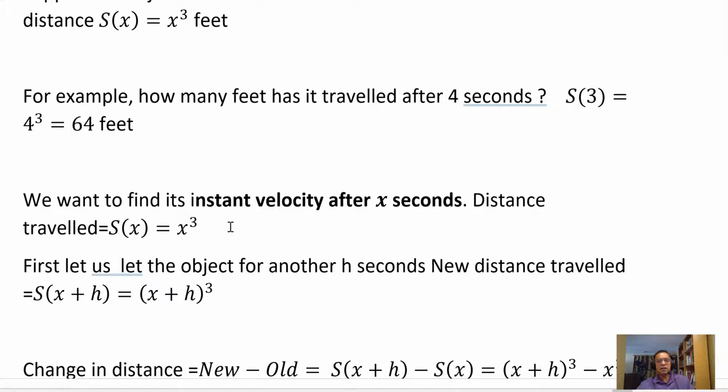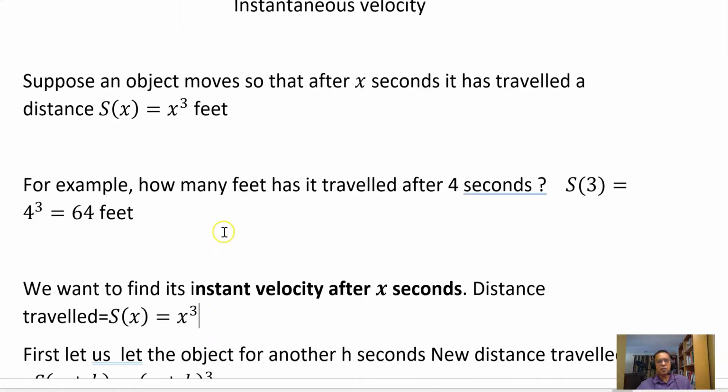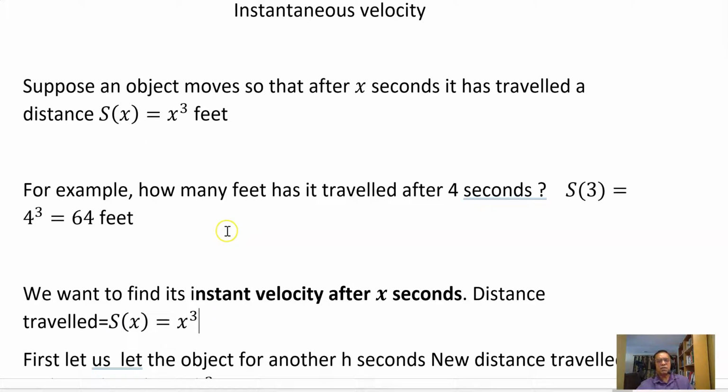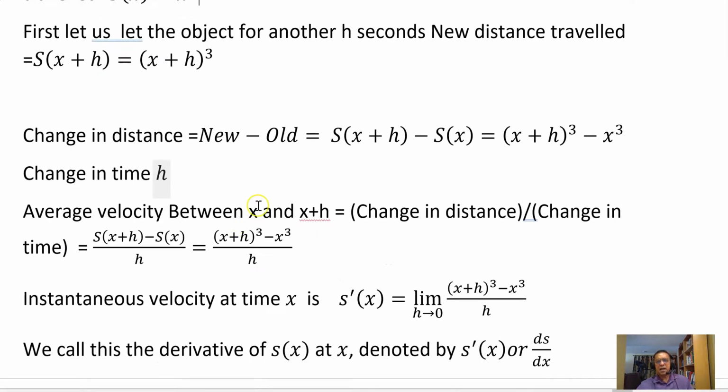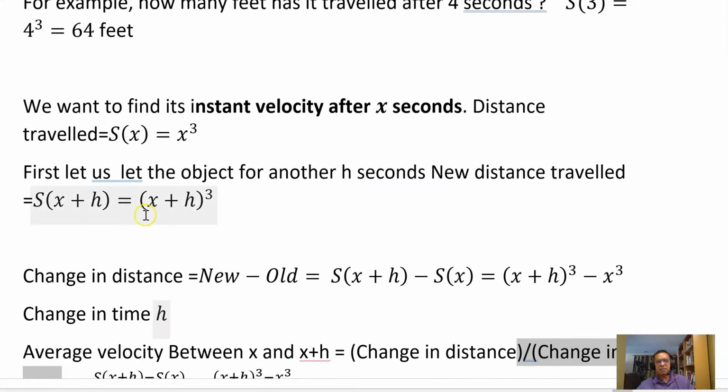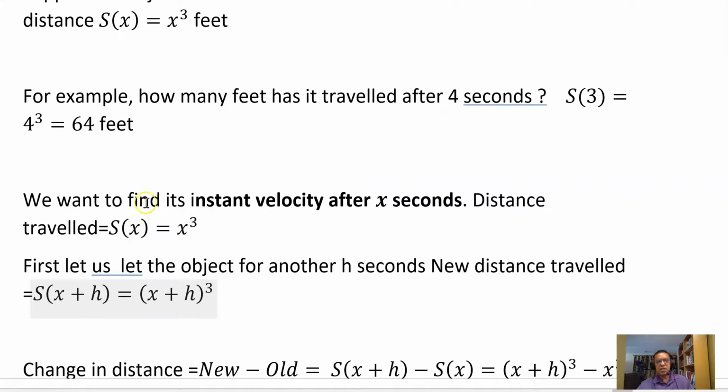And then how do we do that? Well, first of all, the biggest problem is that to find the velocity, we have to let it move a little bit, because the average velocity that we learned in high school is change in distance divided by change in time. So you're dividing by change in time. There has to be a time change. But now we want to find the instant velocity at x seconds. Not slightly after x, but at x. There's no time change. How do we achieve this?